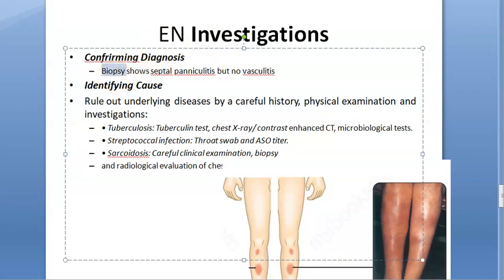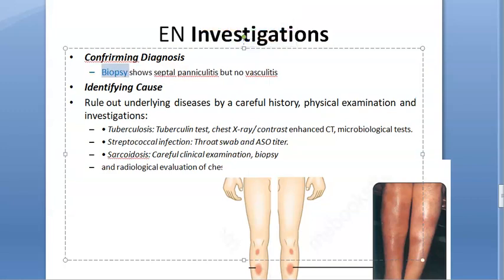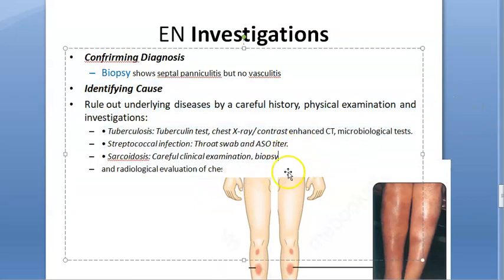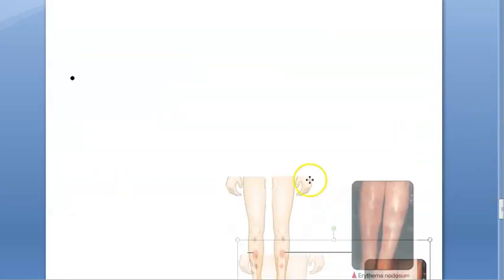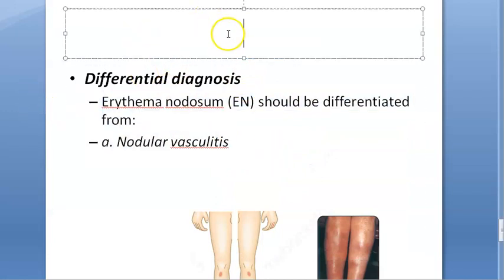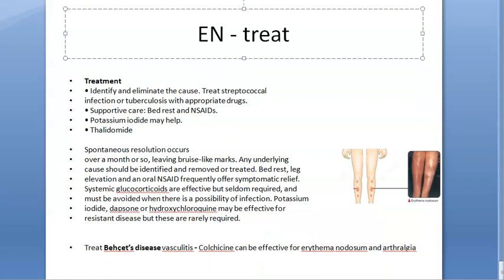So you can do a biopsy. When you do a biopsy, you will get to know that there is septal panniculitis. And then you will do all these tests to find out what the cause is. ASO titer for streptococcus, etc. You'll have to find out what the cause is, and for that you will do the investigations. What is the differential diagnosis for erythema nodosum? That will be nodular vasculitis.